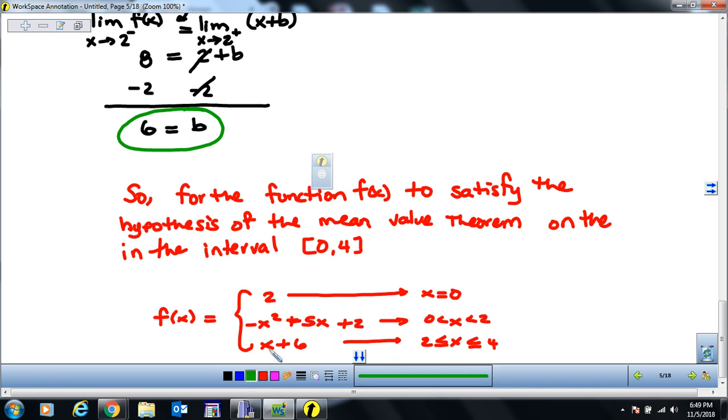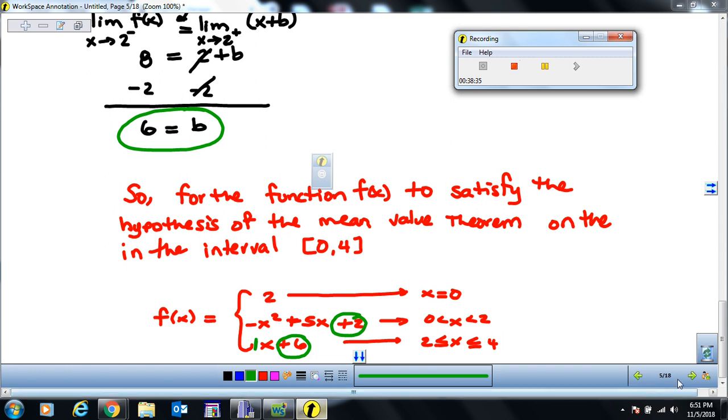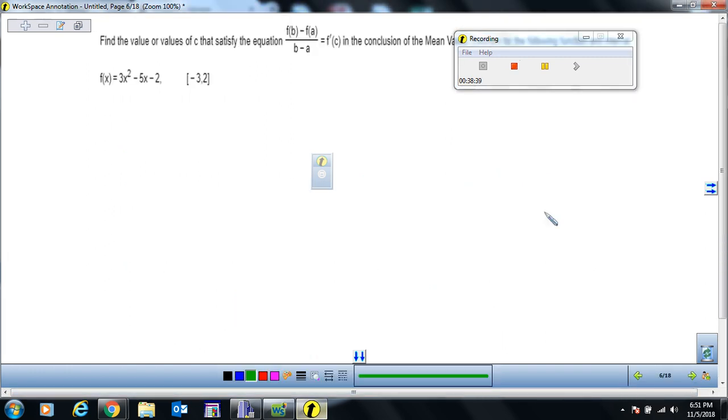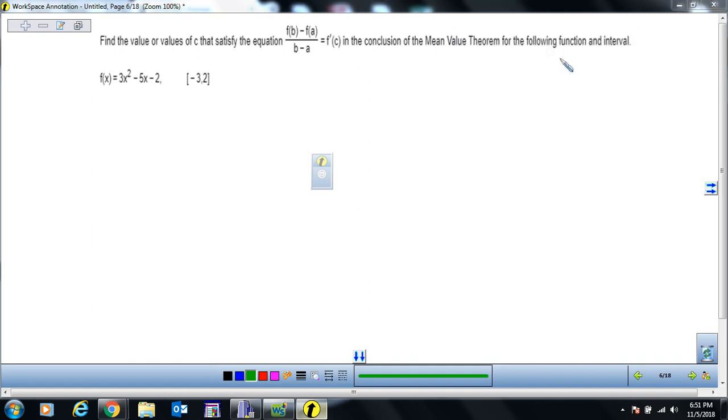Okay. So what was my m? My m was a 1. What was my b? My b is 6. And what was my a? My a is 2. And so that would be this problem. Kind of lengthy, but that's what it is. Okay, the next ones get a little bit easier.